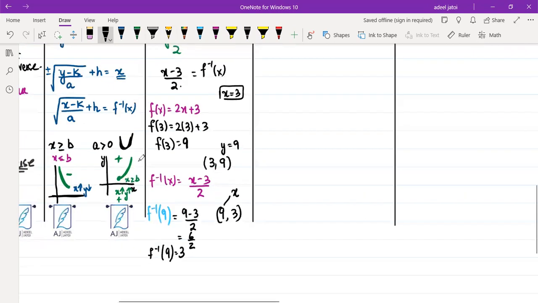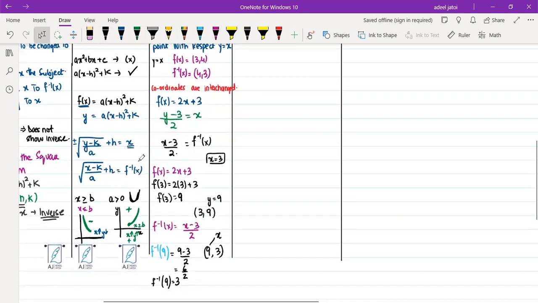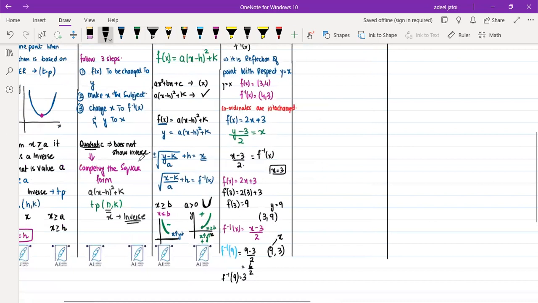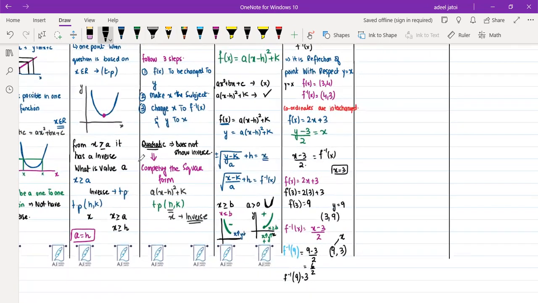So see, with respect to f(x), when we substituted x equal to 3, we got 9. So the coordinate was (3, 9). And since it is in the relationship of y equals x, the coordinates will interchange. So when we use it with the inverse, we know the coordinate would have been (9, 3).